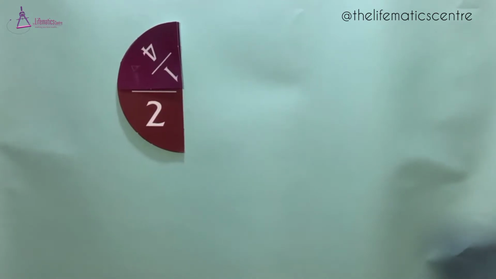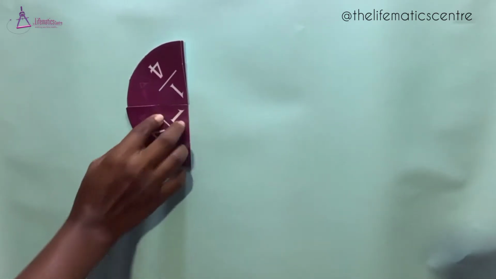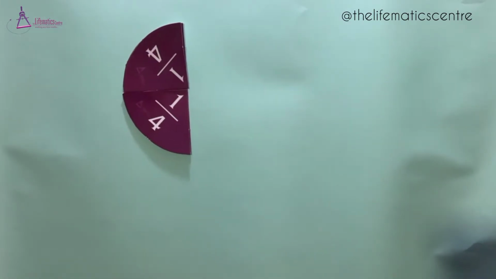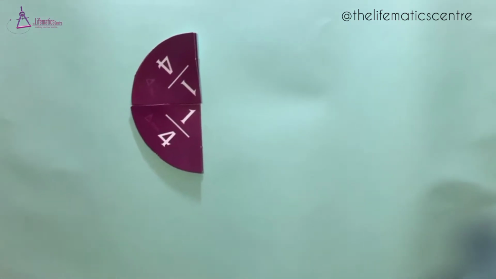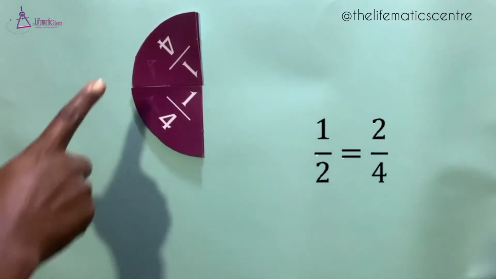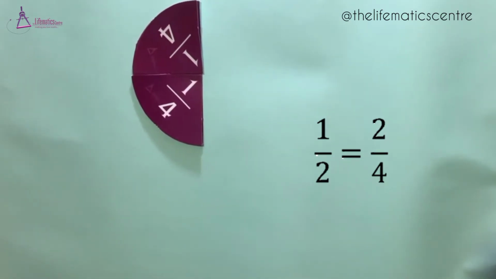Let's try another one. Another piece of 1 over 4 on it. Yes, so it fits exactly. 2 pieces of 1 over 4 is equal to 1 over 2. That is, 1 over 2 equals 2 all over 4. Let's try out another example.